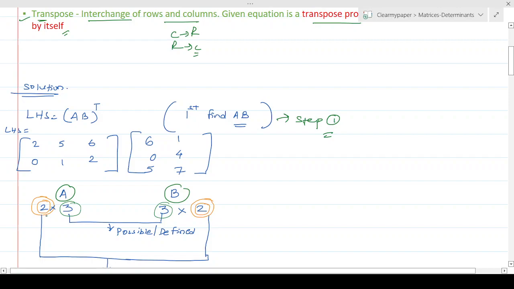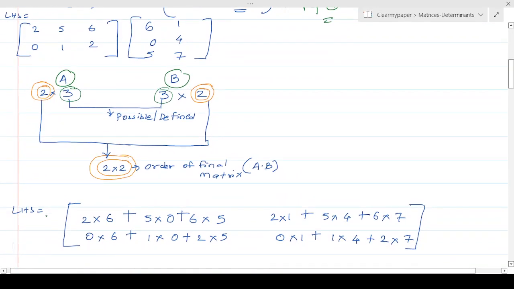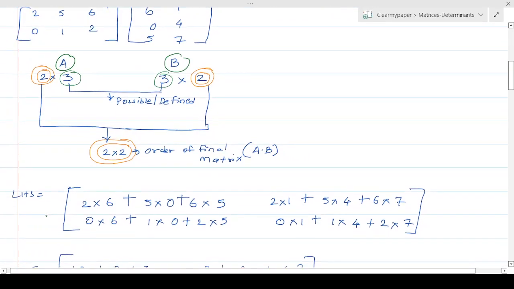Okay. And if you see here, what I've done is the columns of the left matrix should always match the rows of the right matrix. Then only the matrix multiplication is defined or possible. I'm just always verifying that as a quick check.